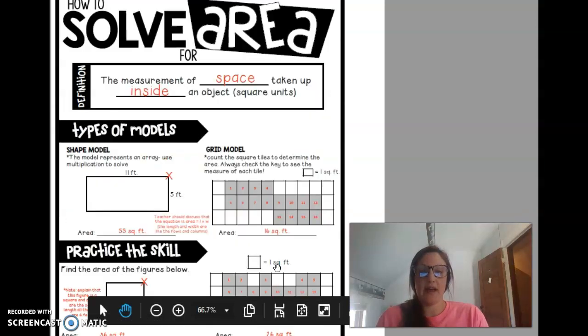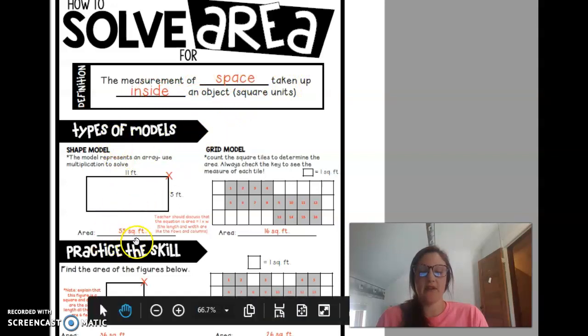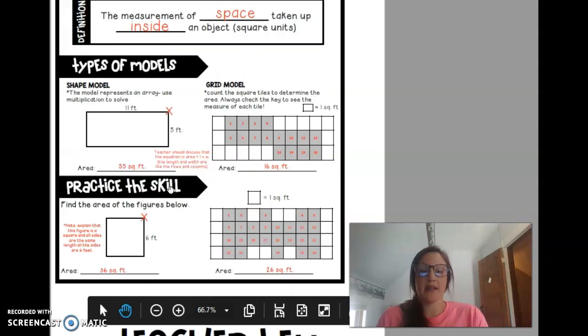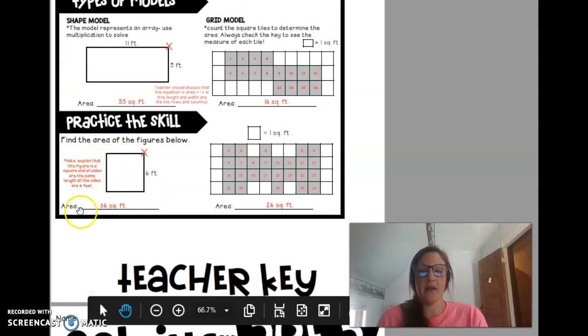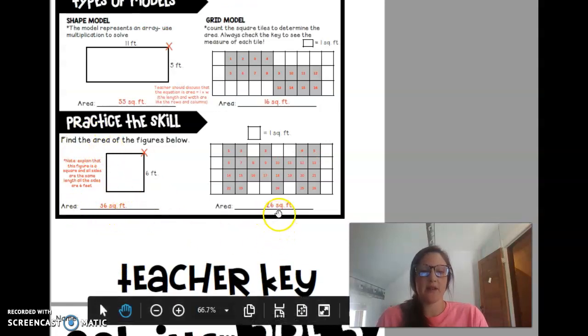Okay, this is what you should have. Area is the measurement of space taken up inside an object. Your types of models, your example should have 55 square feet. Make sure you label it correctly. Your grid model should have been 16 square feet. And your practice answers should have been 36 square feet and 26 square feet.